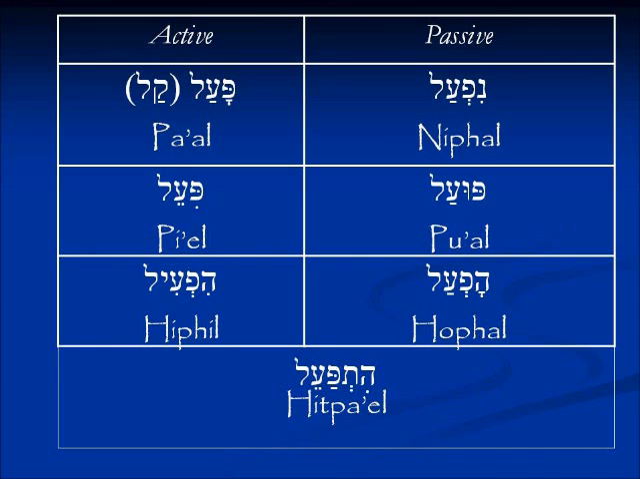These three active voices have three corresponding passive voices. We're going to discuss what active and passive are in a minute. We have a pi'el. The passive for that is the pu'al. We have a hif'il. The passive for that is the hof'al. And then we have a hitpa'el, which is a reflexive verb. And we're going to describe what all this means.